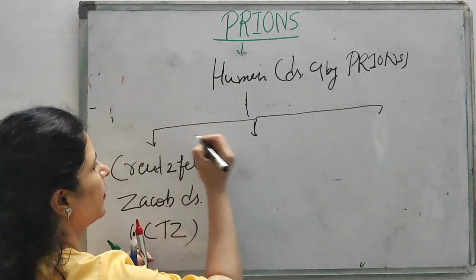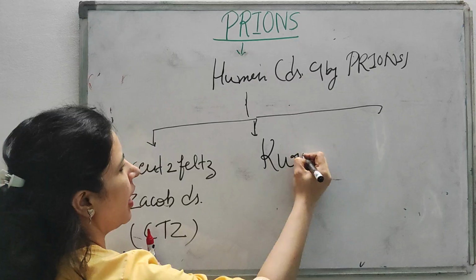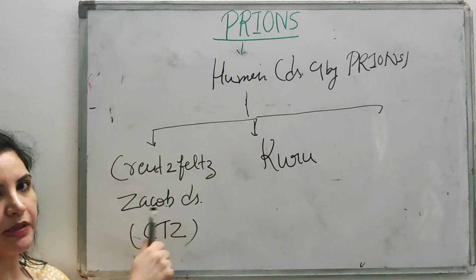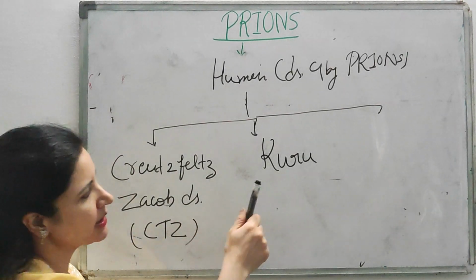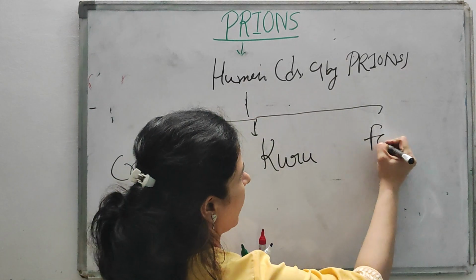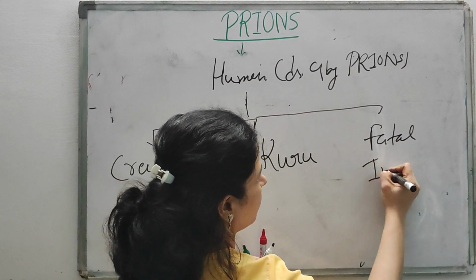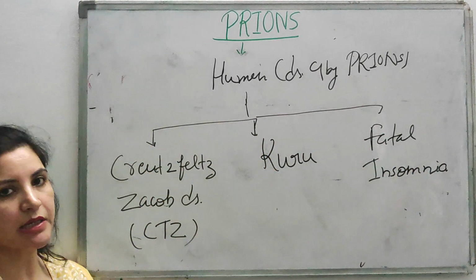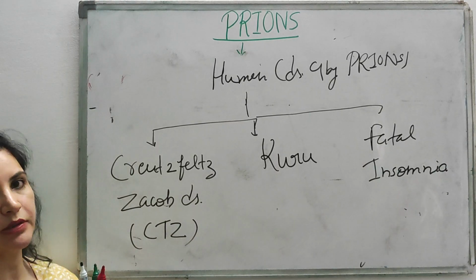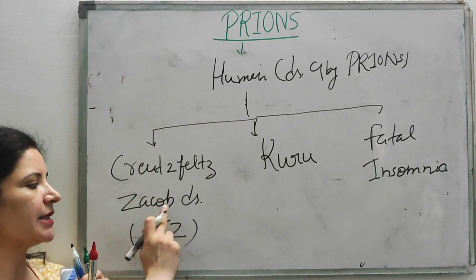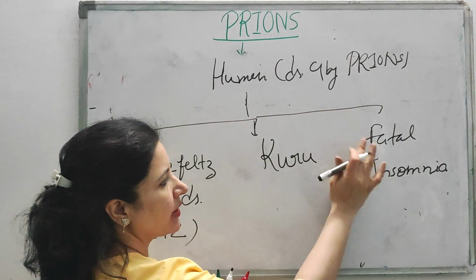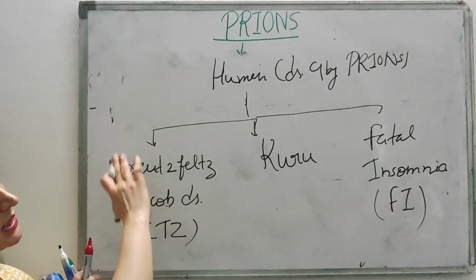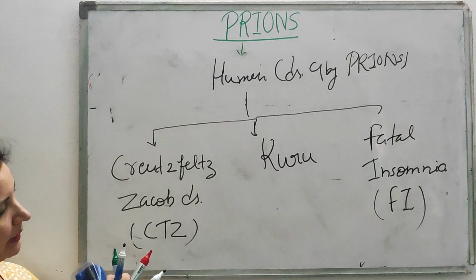Second disease is that of Kuru, K-U-R-U, Kuru. So first is CJD, Creutzfeldt Jacob disease, a kind of prion disease in humans. Second is Kuru, and third is fatal insomnia. Okay, so these are the three diseases in humans which are caused by prions. Got it? Fatal insomnia you can also write in short form FI. So these are the diseases caused by prions in human beings.